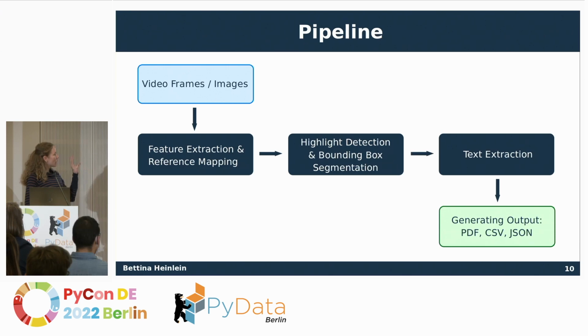And in the next step, we need to detect the highlights and then find the corresponding bounding boxes, segment this, and then map them back into the reference image we took in the first place and extract the text. And after that, we generate some output. They requested some human-readable formats, and I wanted to have some computer-readable formats as well for further downstream applications to come.